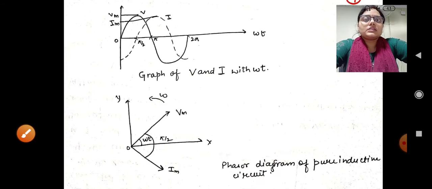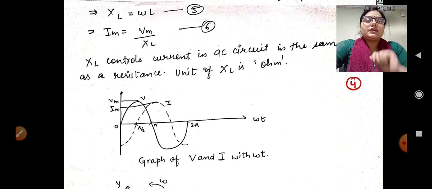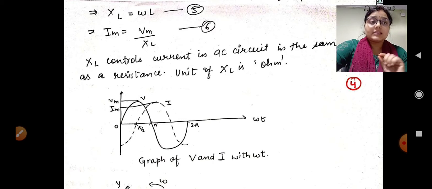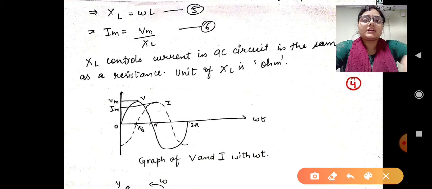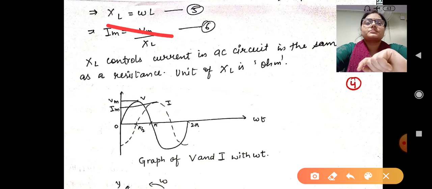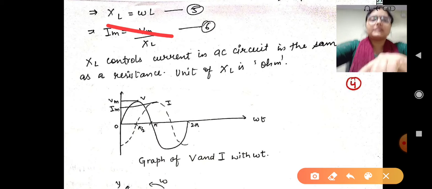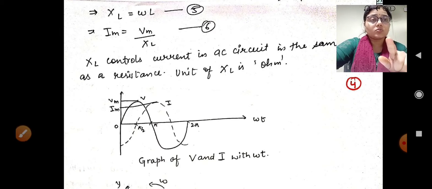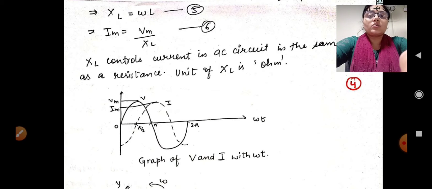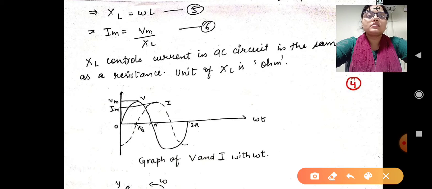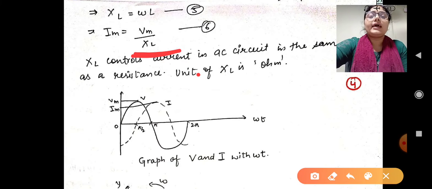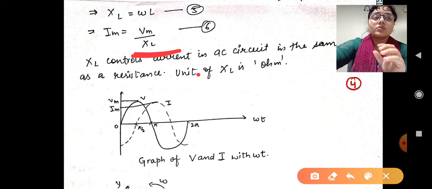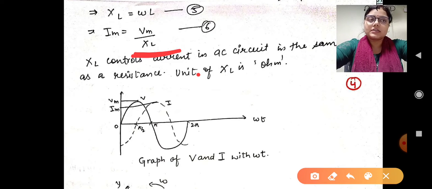Here, XL is the inductive reactance, XL is equal to omega L. When we compare, we get the equation: I is equal to V upon R, so Im is equal to Vm upon XL. What is XL here? XL means omega L, which behaves like a resistance, and it is known as the inductive reactance.